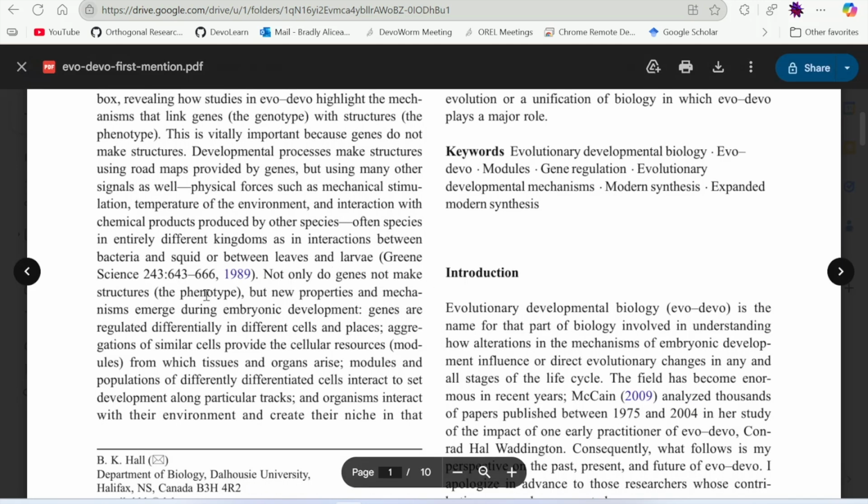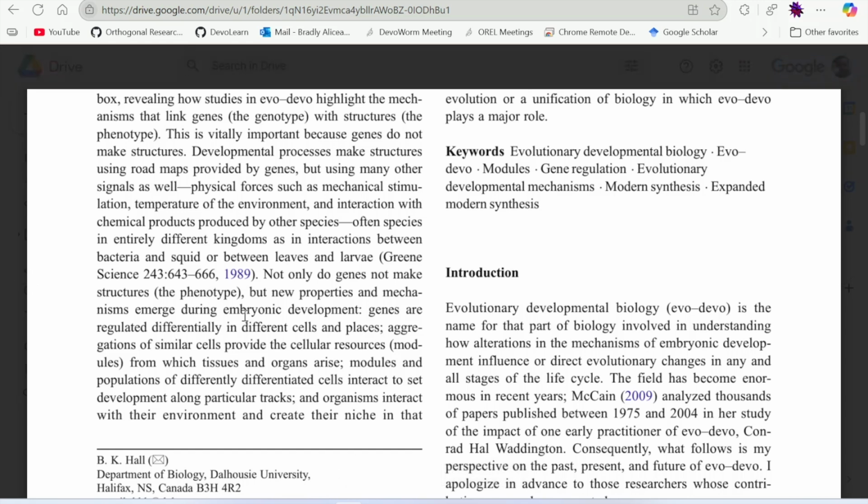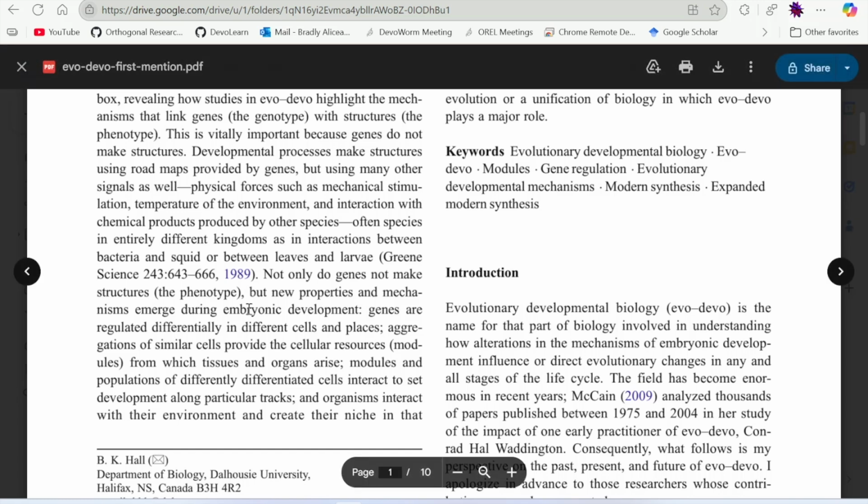Genes don't make phenotypes and morphological structures on their own. There are a lot of layers to this where genes are expressed. There are different actions of cells or different actions of the phenotype itself that go on to form these changes. But new properties and mechanisms emerge during embryonic development.